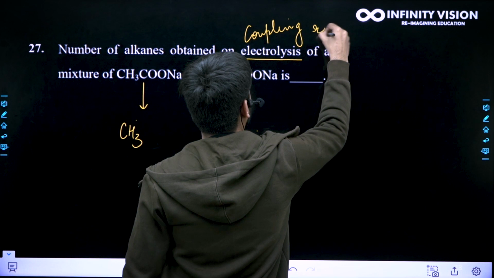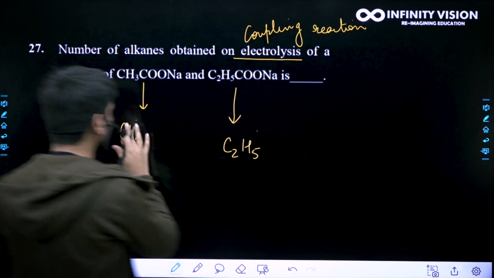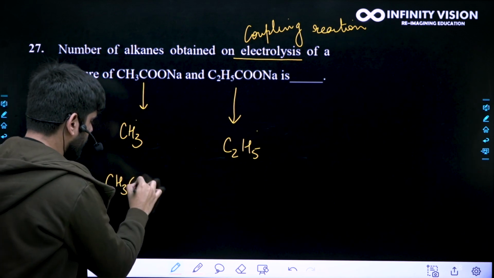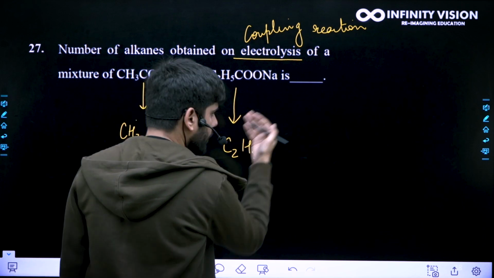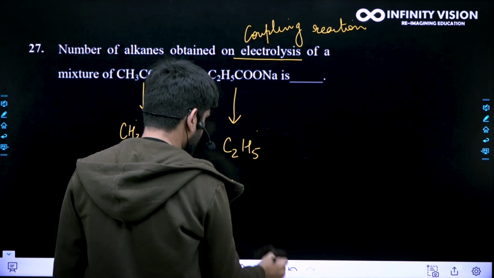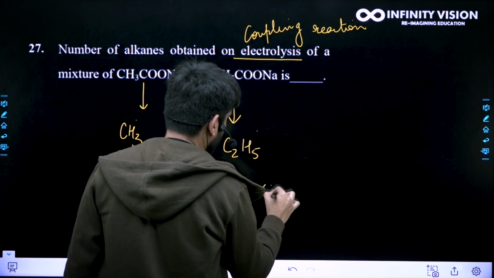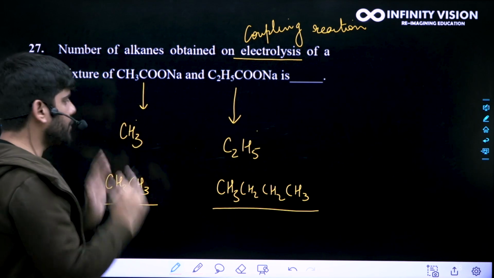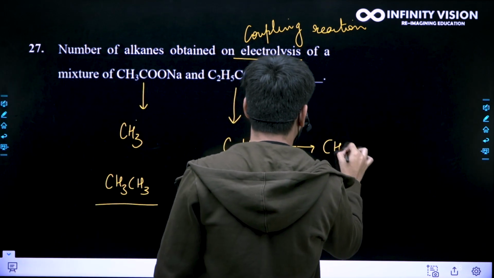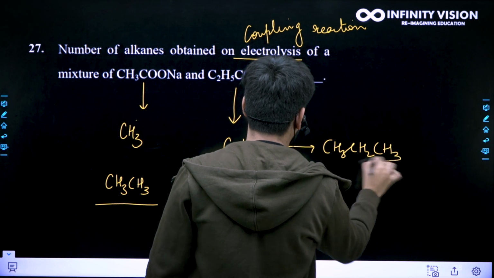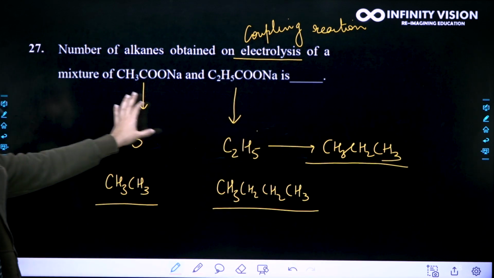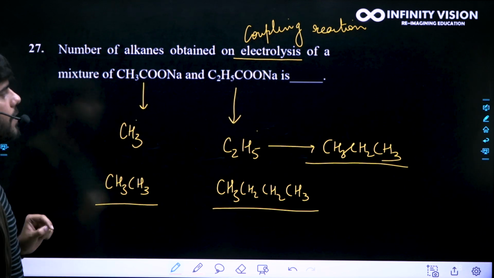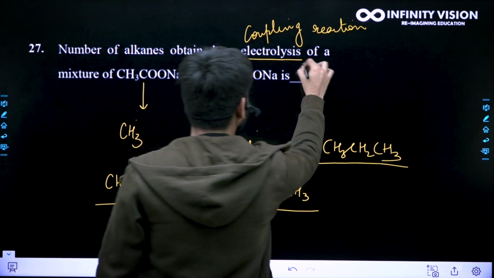This is a kind of coupling reaction. So 2 methyl radicals can combine with each other to give ethane, right? This type of alkane. These 2 ethyl radicals can combine with itself to give this alkane. Now, they can combine with each other also in the manner that we get this. So there are 3 such types of alkanes obtained on electrolysis of a mixture of these 2 salts of carboxylic acid. So the answer is 3, right?